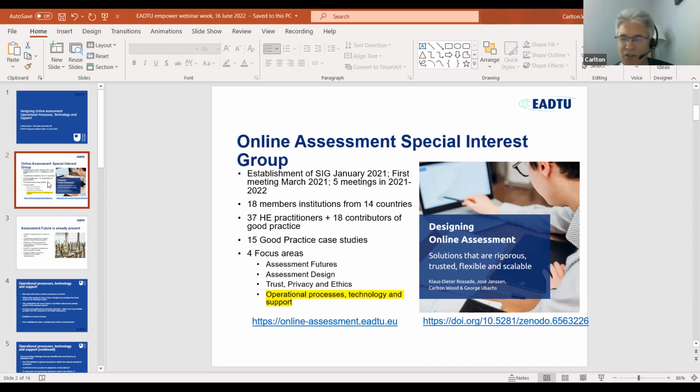The special interest group came together in January 2021. There were a whole number of different meetings with a number of different members from a number of different countries as well. We asked people to contribute good practice case studies, and from those case studies and from some of the contributions that people made in the individual meetings, we came down to 4 focus areas that we've been talking about during this week.